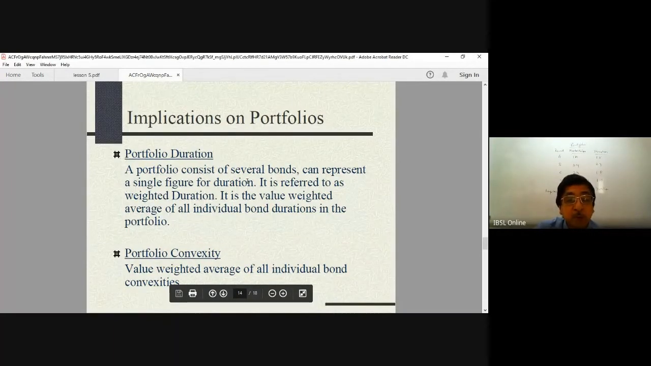Portfolio duration. A portfolio consists of several bonds, and can be represented by a single figure for duration. It is referred to as weighted duration. It is the value weighted average of all individual bond durations in the portfolio. That is what we did now. Even the convexity has the same meaning, the value weighted average of all individual bond convexities. Nothing difficult here.